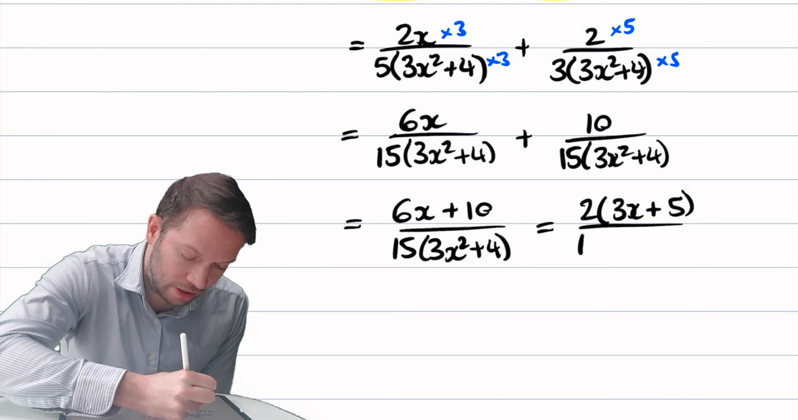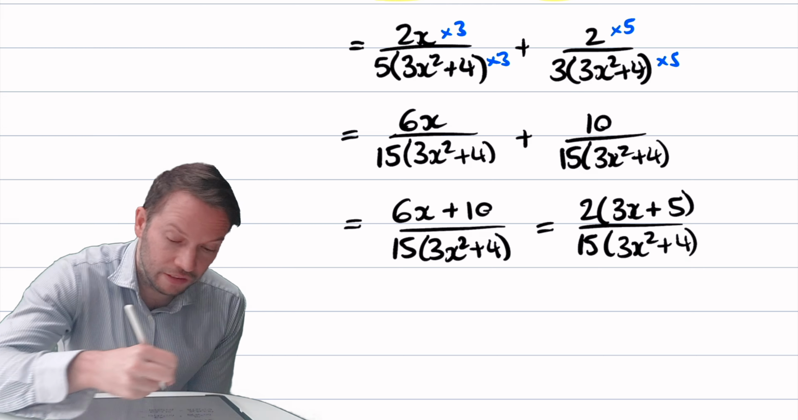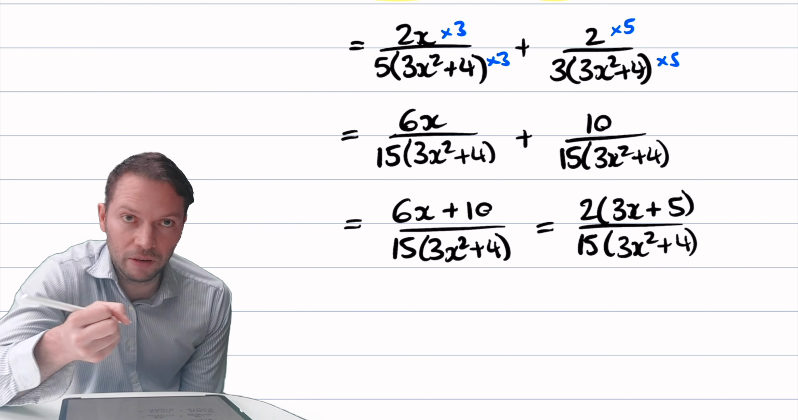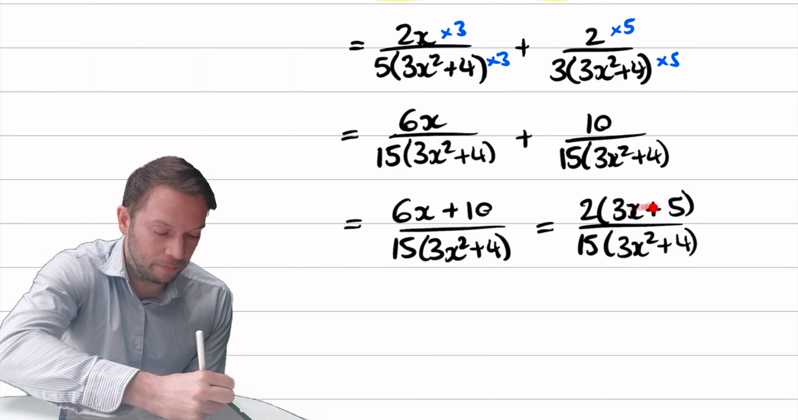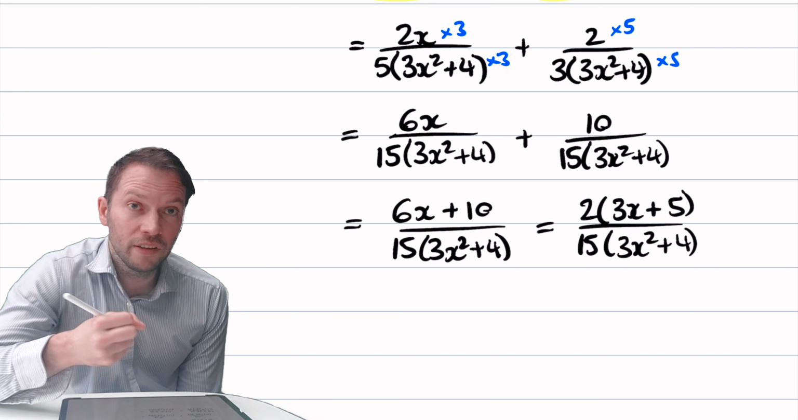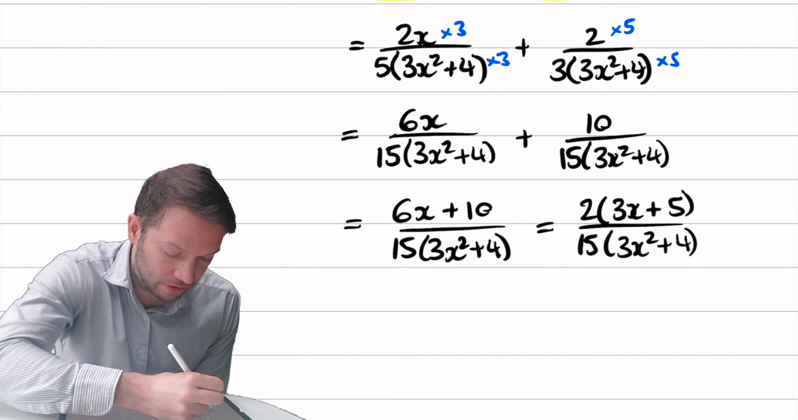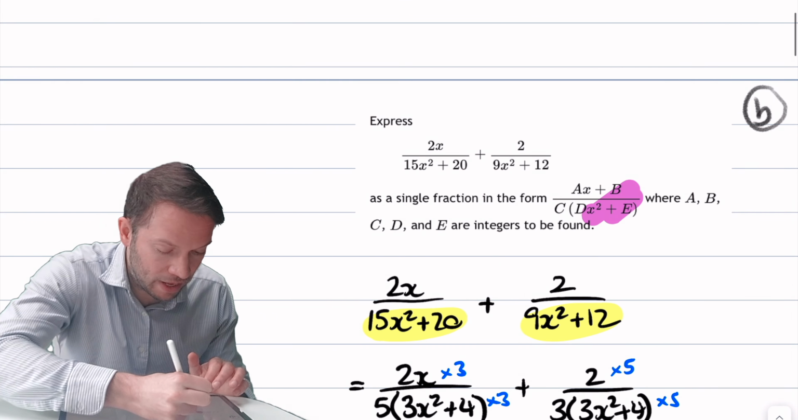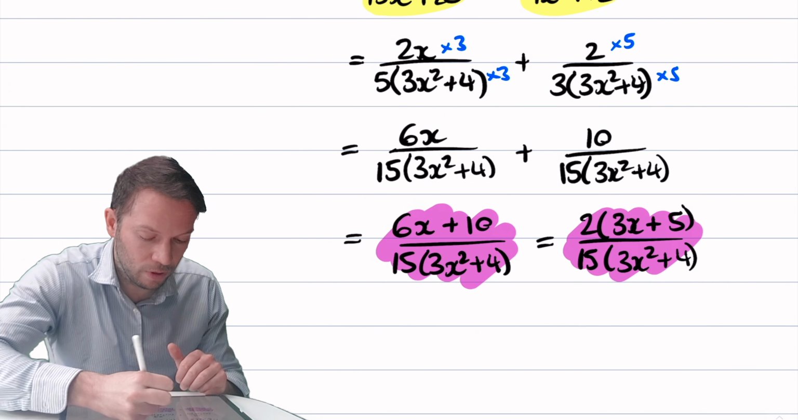Now, unfortunately, in this particular case, it doesn't simplify any further because there's no common factors top and bottom. 2 and 15, they have no common factors, well, other than 1. And the 3x plus 5 and the 3x squared plus 4, they're not the same and don't have anything in common. So we can't simplify that either. So that is the final answer. But what form did I actually want it in? Oh, it wanted the form ax plus b over whatever. So that is actually the required form there.